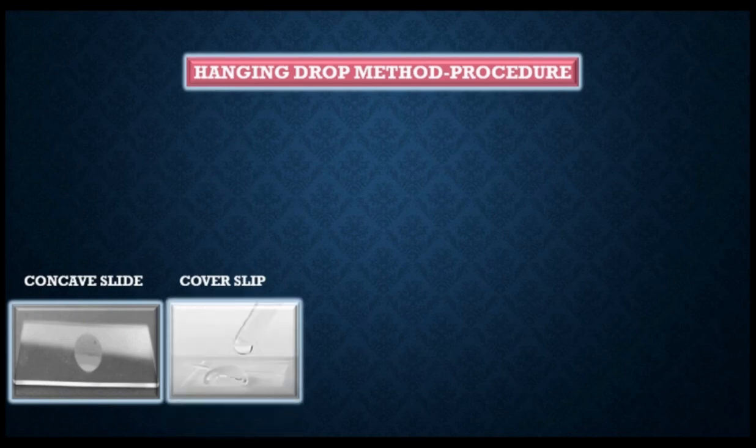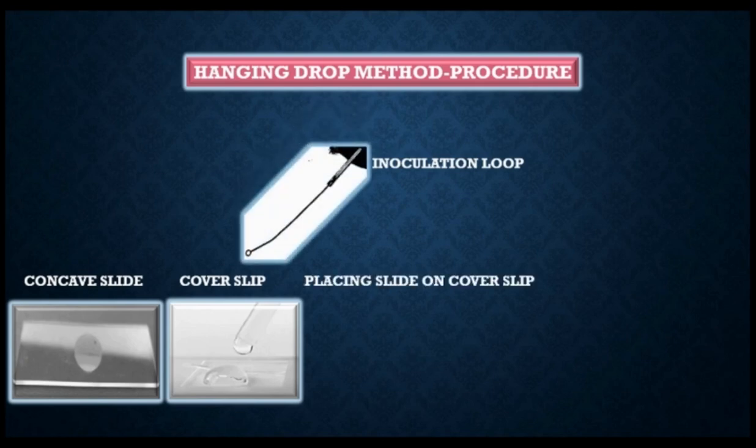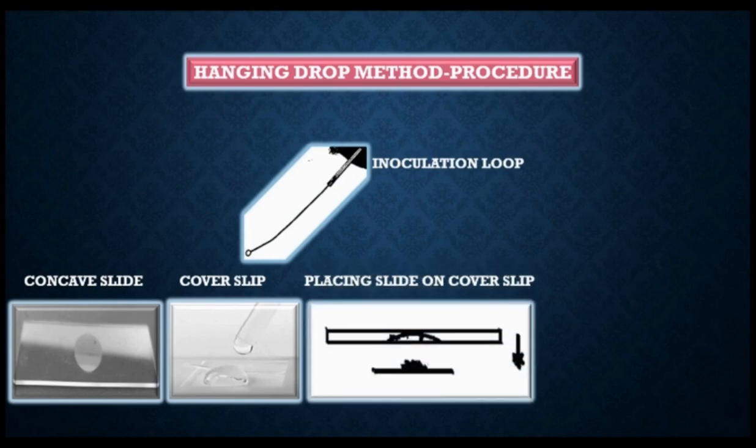With the help of a pipette, you place a drop of bacterial culture on the cover slip. It should be exactly like a pearl. Then you place this concave slide exactly on the cover slip, so that the bacterial culture which is present here is exactly located in the concavity of the slide.